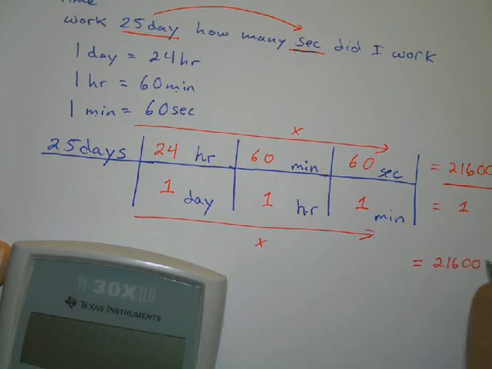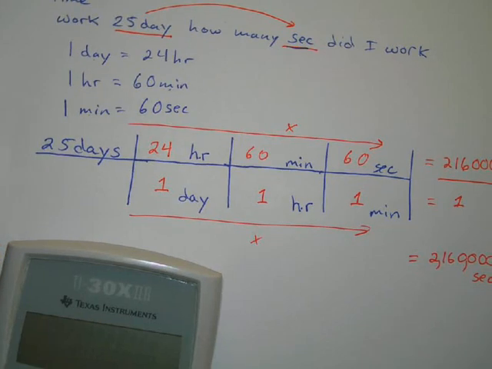216,000. Oh, there's actually a 4th 0 here. So I'm going to put my commas in there. So I can tell you that 25 days is 2,160,000 seconds. Okay?